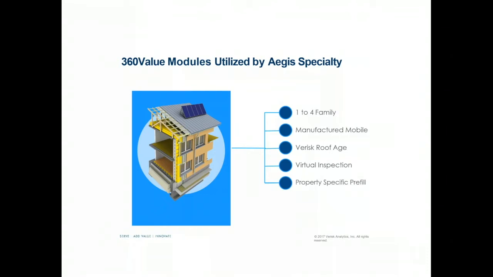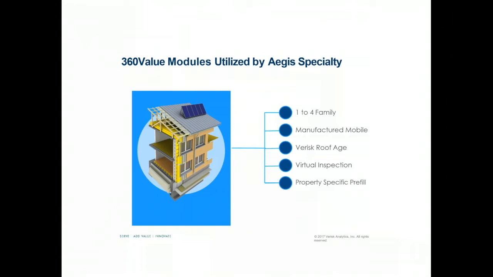First thing is 360 value has a bunch of different modules that come with it. And there's the basic 1 to 4 family or manufactured / mobile home dwelling valuation tools. And if you use this with other carriers, that's the basic module everybody's going to have. We also, though, spend money to license additional data elements that are fed into the tool that include some roof data.